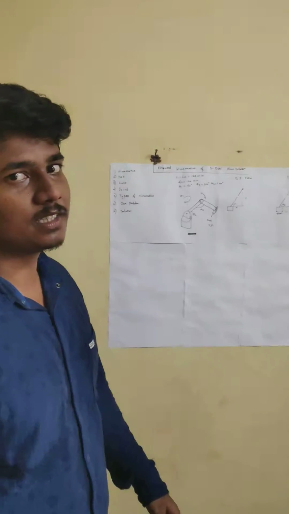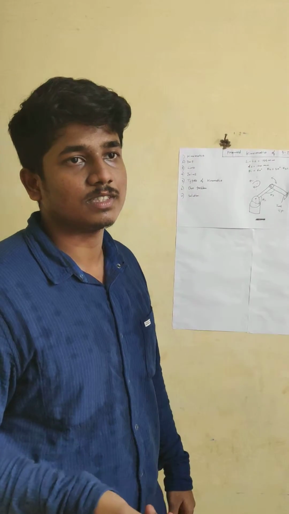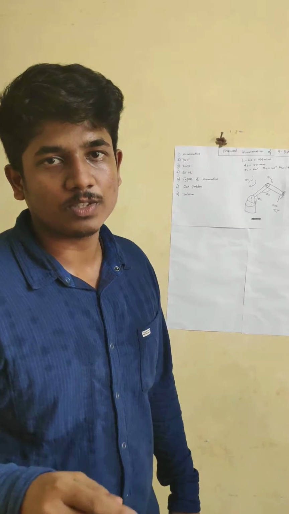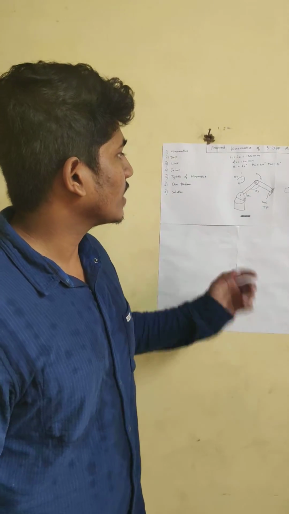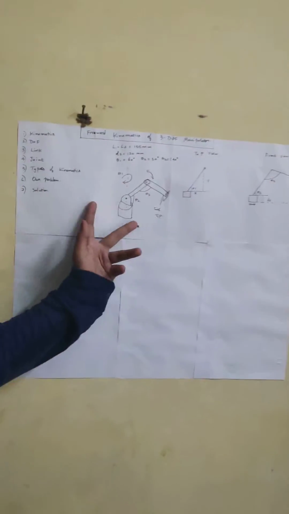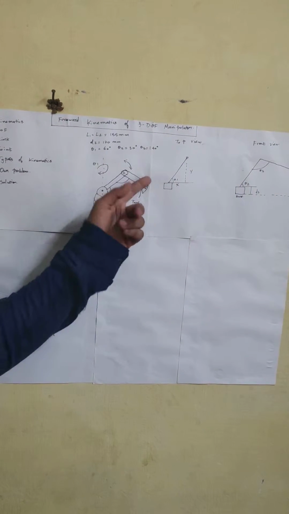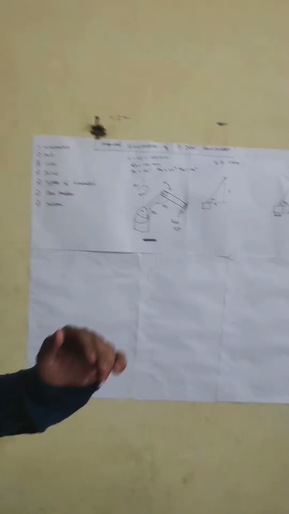Kinematics is a branch of mechanics which deals with the study of bodies in motion irrespective of the forces acting on the body. For example, in this example, we neglect the forces which are acting on the body and just study the body's motion.